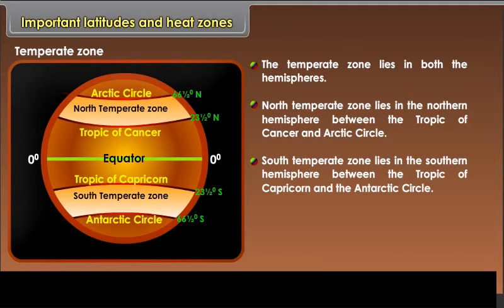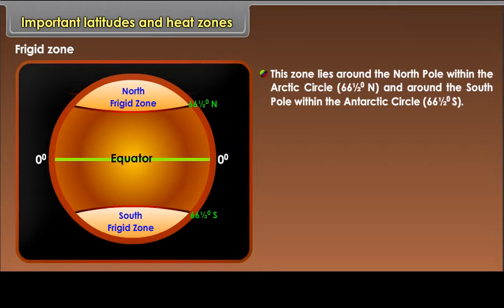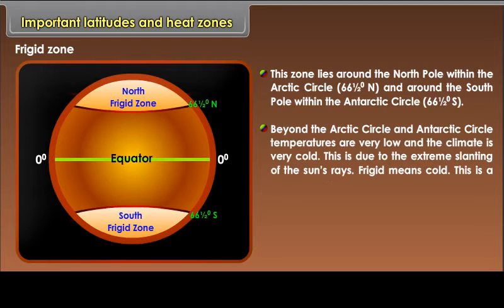The zones are neither too hot nor too cold. Frigid zone. This zone lies around the North Pole within the Arctic Circle, 66.5 degree north, and around the South Pole within the Antarctic Circle, 66.5 degree south. Beyond the Arctic Circle and Antarctic Circle, temperatures are very low and the climate is very cold. This is due to the extreme slanting of the sun's rays. Frigid means cold. This is a very cold zone.